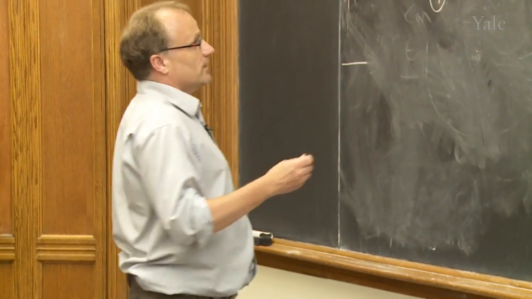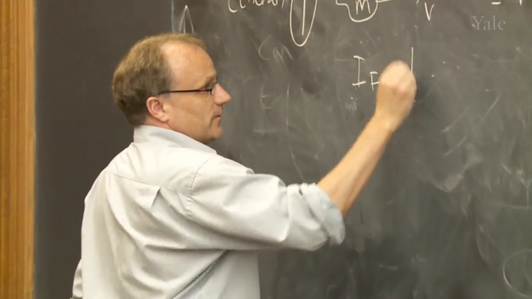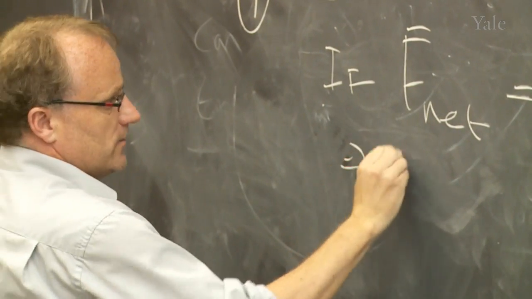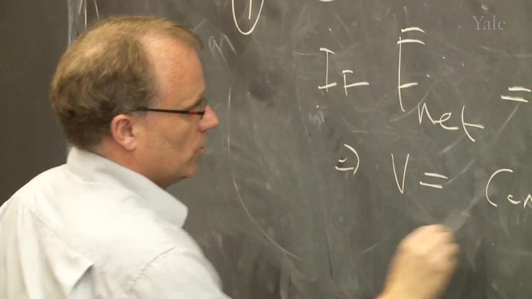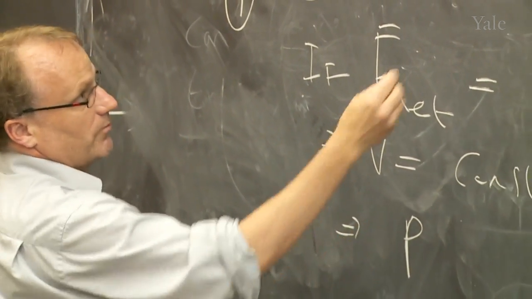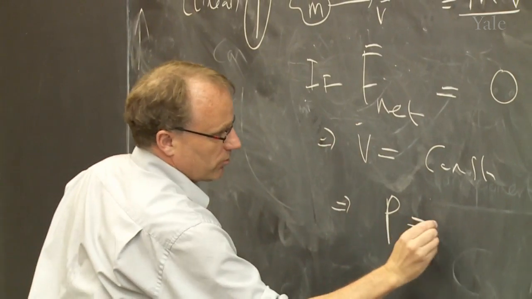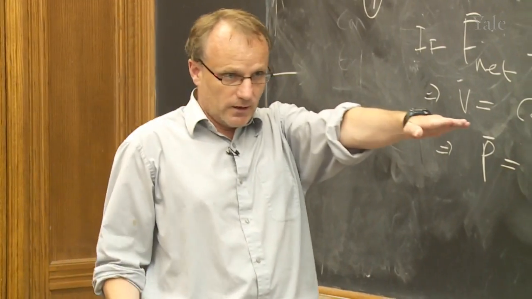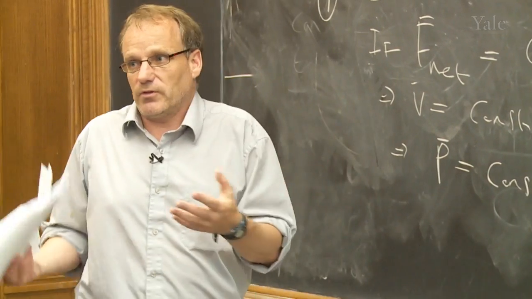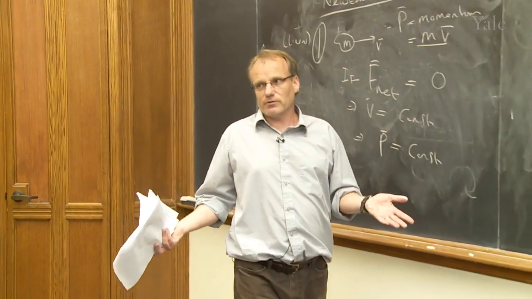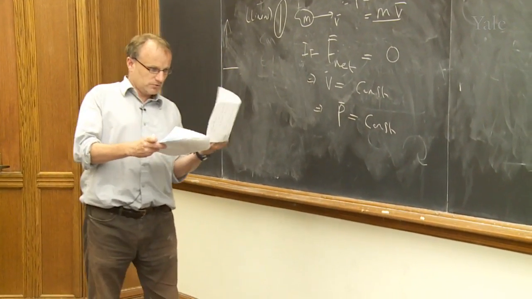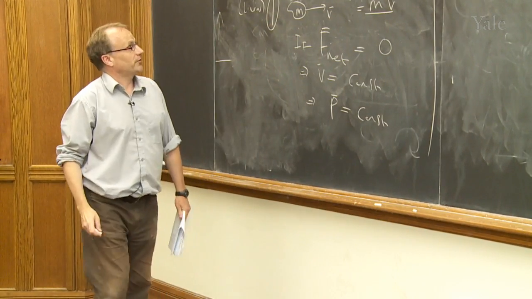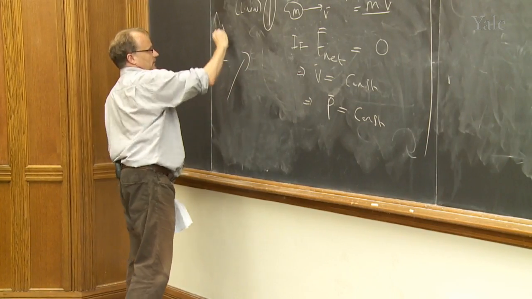So what they're saying is, if the net force, if F net equals zero, then V is constant, which also means that the momentum P, because P is just MV, is also constant. So things will continue in a straight line unless there's some force acting on them. The example would be something floating out in space. It would just continue floating in that direction. So that's Newton's first law of motion for things moving in straight lines, up, down, left, right.